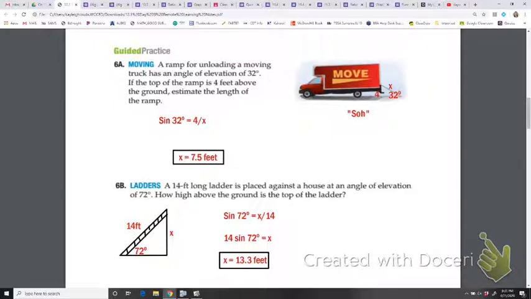The ladder question didn't have a picture, so it's helpful to draw one. So I have my 14-foot ladder that's placed against a house at an angle of elevation of 72 degrees. How high above the ground is the ladder? So we have the 72-degree angle, the side that's opposite to that is x, and the hypotenuse is 14. So again, this also uses sine. Sine of 72 equals x over 14. Multiply both sides by 14. Type 14 sine of 72 in your calculator and you get 13.3 feet.